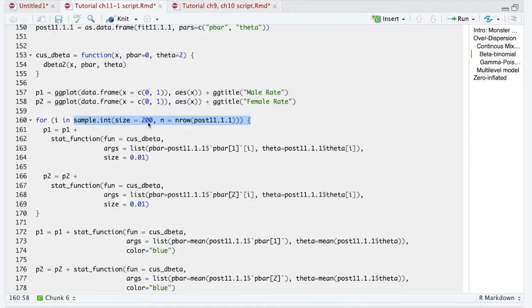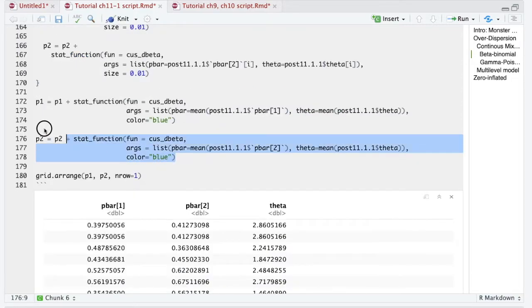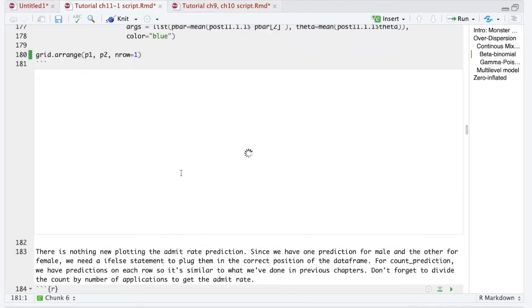That's because plotting 2000 lines will be very time consuming and requires a lot of computation power. Plotting 200 of them will be representative enough. Besides plotting the posterior samples we have, here I also plot the posterior mean of male and female data. Assign them to be blue so we can separate them from the samples, and the result will be like this.